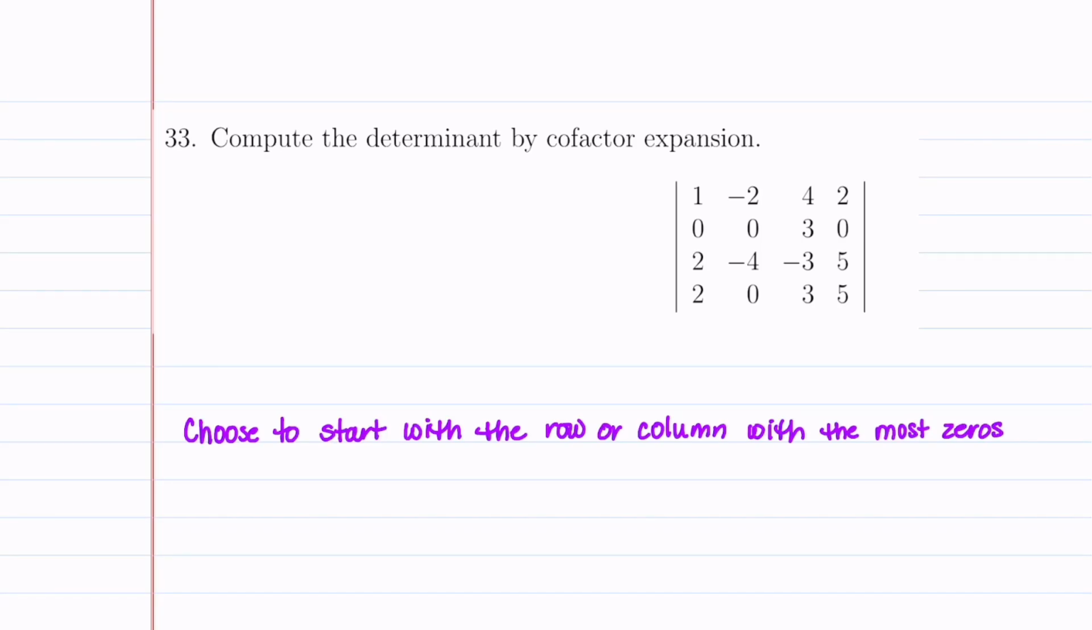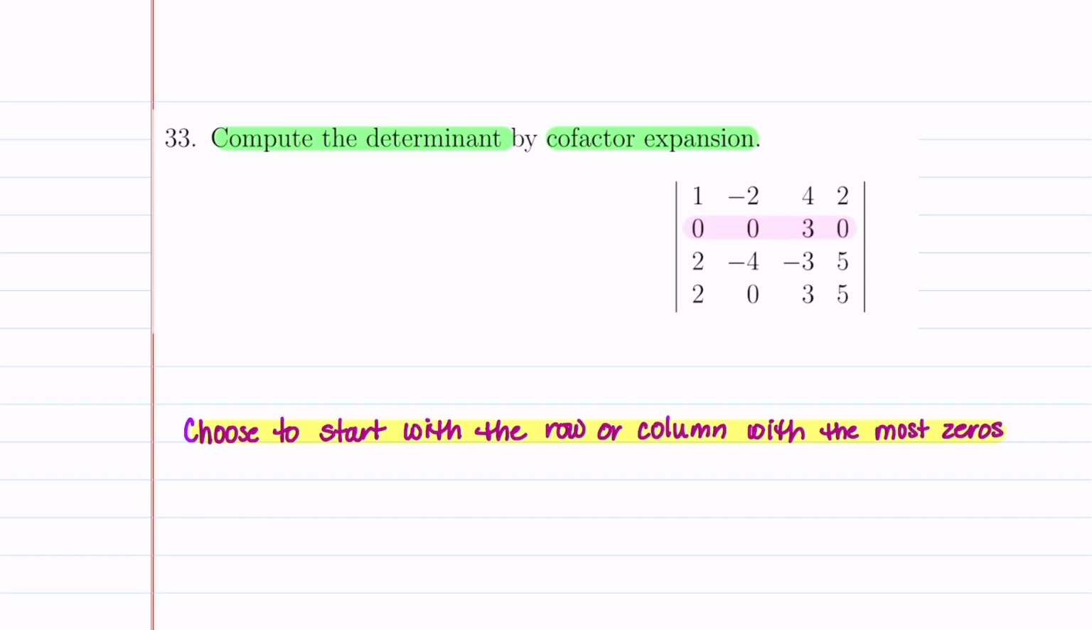In this question, we're asked to compute the determinant by cofactor expansion. I've written down here in purple a strategy that you can use. You want to choose to start with the row or column with the most zeros. So let's look at this matrix that we've been given, and let's isolate the row or column with the most zeros. This is going to be our second row.